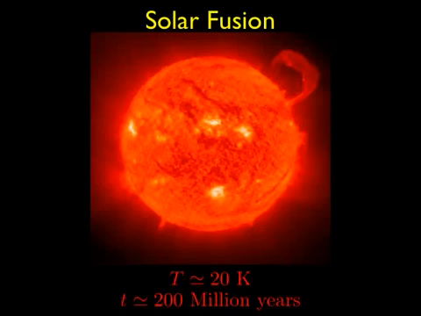All right, so the next time is the formation of stars, or solar fusion. And this is, again, when the universe has now cooled off. So it's only about 20 degrees Kelvin. So now you'd want to put on a few sweaters. This is pretty cold. It's about 200 million years after the Big Bang.